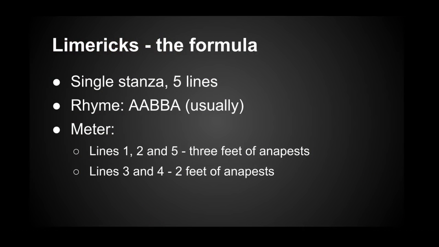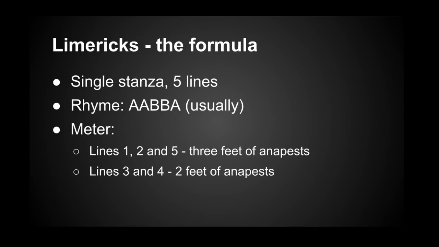And behold, the limerick formula. It's a single stanza with 5 lines. The rhyme scheme is usually AABBA. What does that mean? Each letter represents one of the 5 lines in the limerick. Lines with the same letter rhyme with each other.